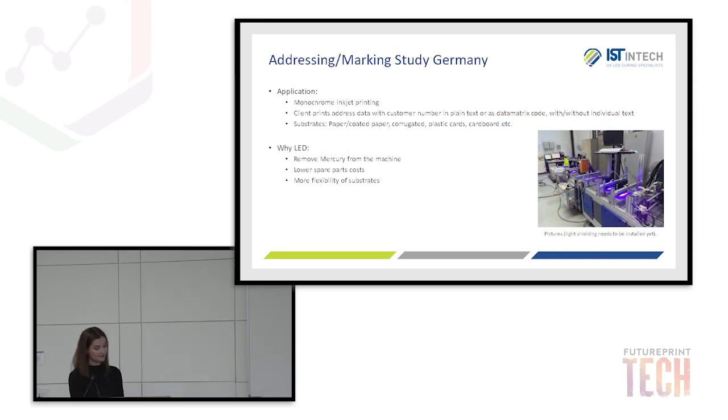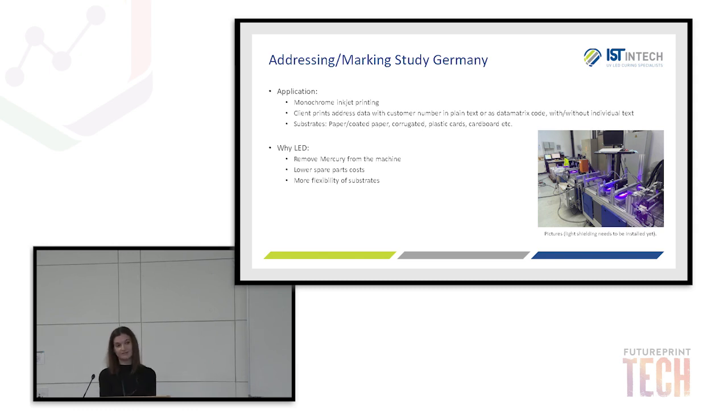Next up, we have a customer in Germany who were doing monochrome inkjet printing. So this is variable data printing on a range of substrates such as paper, coated paper, corrugated, plastic cards and cardboard. One of the main drivers for this customer to choose LED was to remove mercury from their machine.